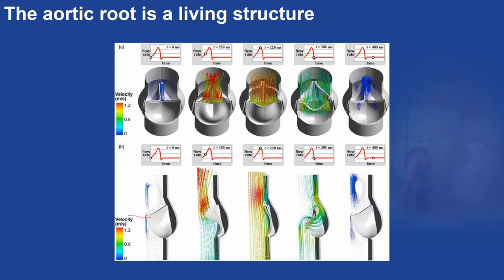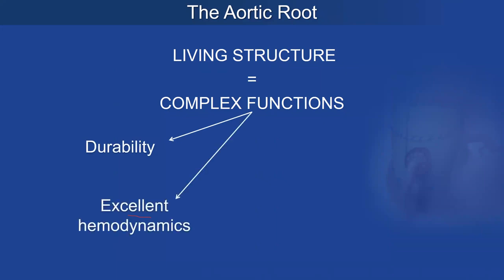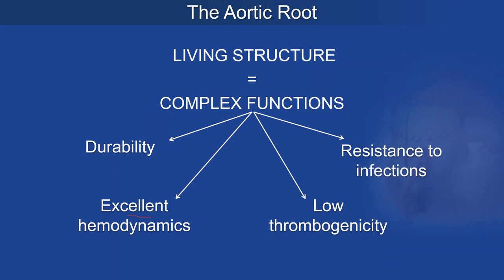And that is perhaps why when you put a prosthetic valve, you may not have quite the same result. But the bottom line behind the biology for us clinicians is that that living structure, which performs very many complex functions, which we won't go into in heavy detail, translates into excellent durability, into excellent hemodynamics with very little gradient both at rest and with exercise, low thrombogenicity because these endothelial cells can produce nitric oxide, which prevents platelet aggregation, and good resistance to infections because they can mount an inflammatory reaction anytime there's bacteria in the blood.